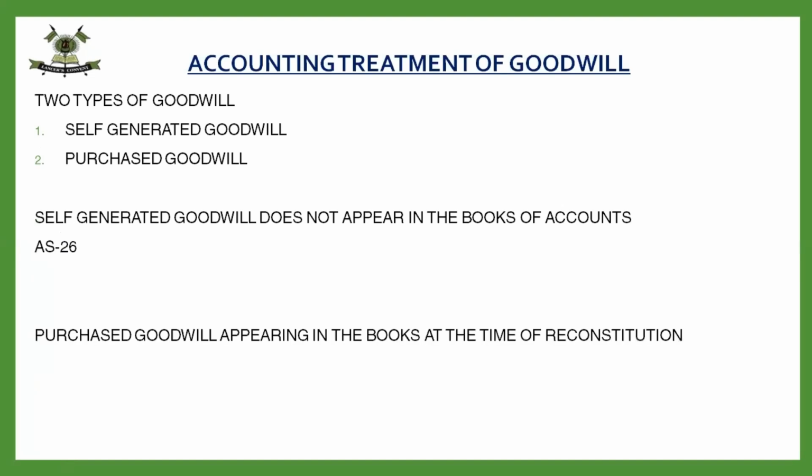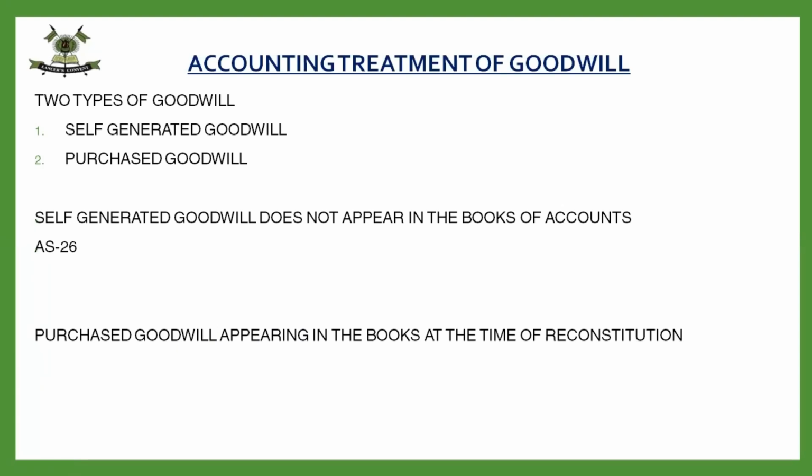Now, purchased goodwill appearing in the books at the time of reconstitution. If there is a goodwill in the balance sheet on the date of admission, what is to be done with that? We have to learn the treatment of both purchased goodwill as well as self-generated goodwill. The goodwill appearing in the balance sheet is purchased goodwill, and for this also we refer to accounting standard 26.